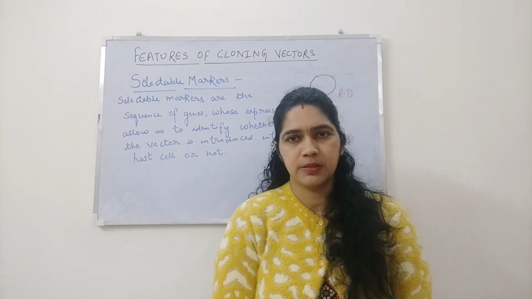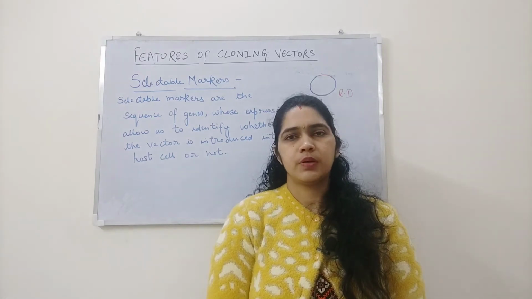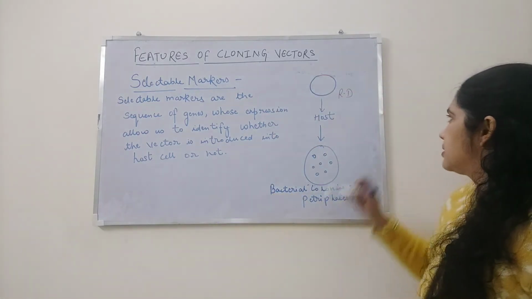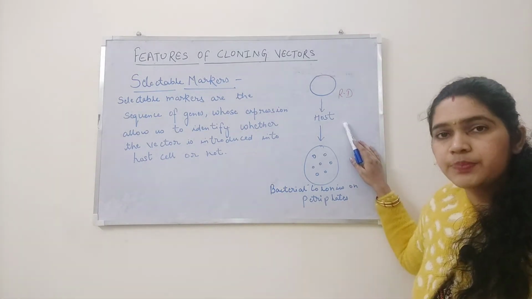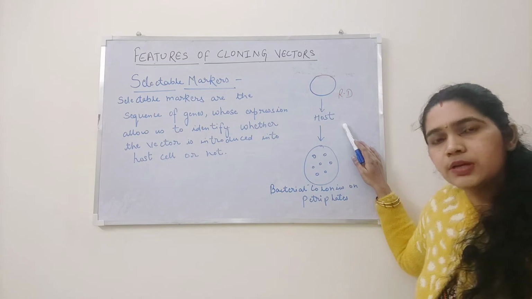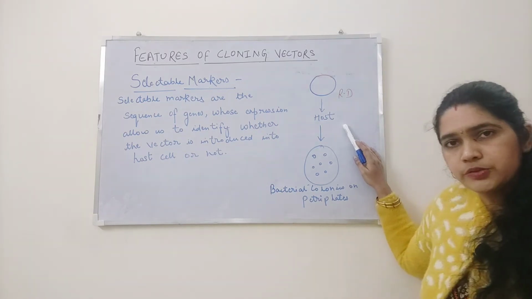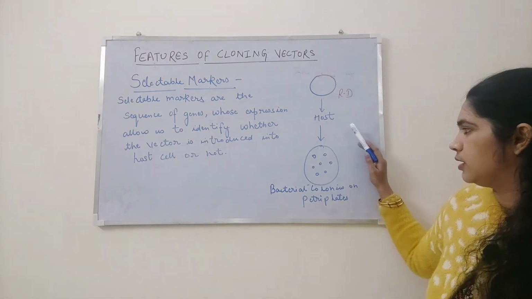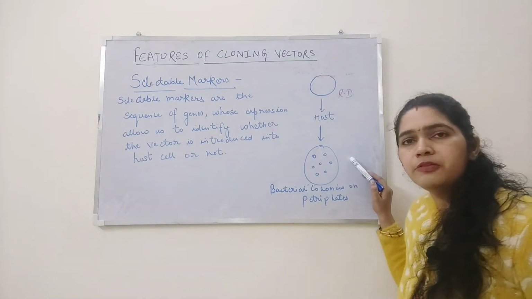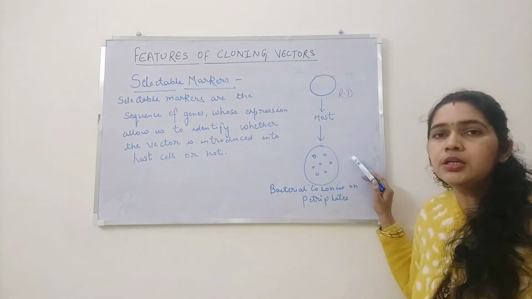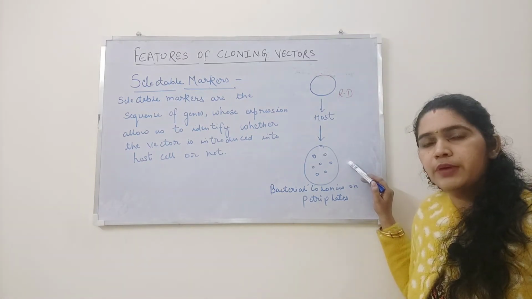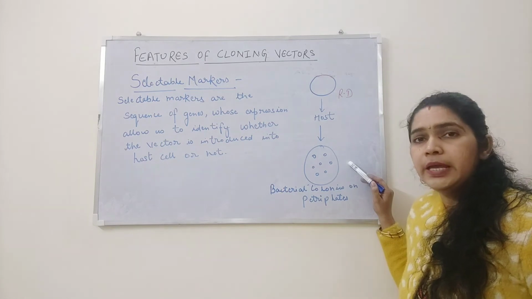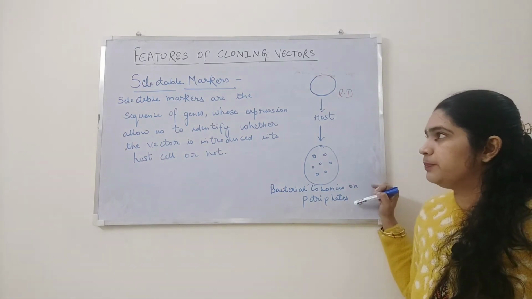The second property of a cloning vector is the presence of a selectable marker. All of us are aware of the procedure of cloning. Here you can see in this diagram, this is your recombinant DNA which is inserted into the host organism. Now, whether the host organism gets transformed or not is very difficult to tell. When we grow the host organisms on the Petri plate, we get a number of bacterial colonies, and to screen whether the host organism got transformed or not is a very tough job. Here comes the role of the selectable marker.